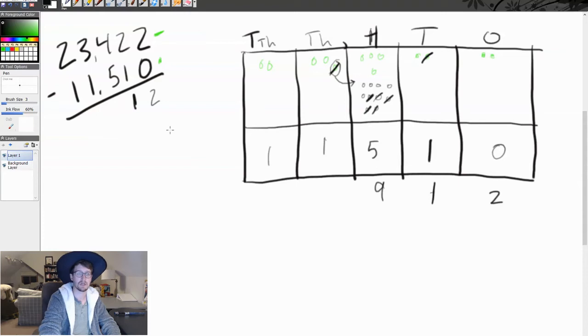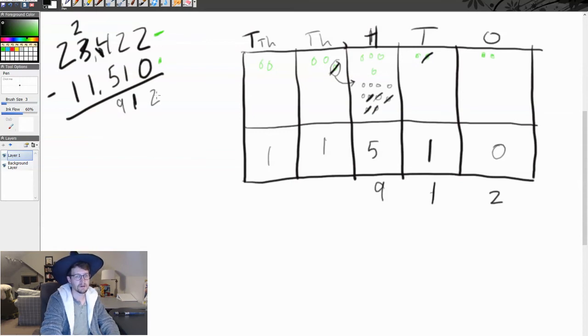It changed it. So here's what we did on our traditional method. We borrowed from this 3 from the thousands place and turned it into 2. You see how we only have 2 thousands left? And we brought 10 hundreds over and turned this into 14. And from that 14, we took away our 5. 14 minus 5 is 9.